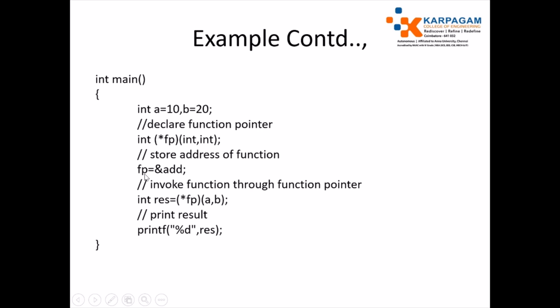Now I can call the function through the function pointer using the notation star fp, and you have to pass two values, a comma b, because it accepts two arguments. The result is stored into an integer. Finally, just print the result. In this way, we can create a function pointer, store the address of the function, and then invoke the function through the function pointer. I will show the demo.